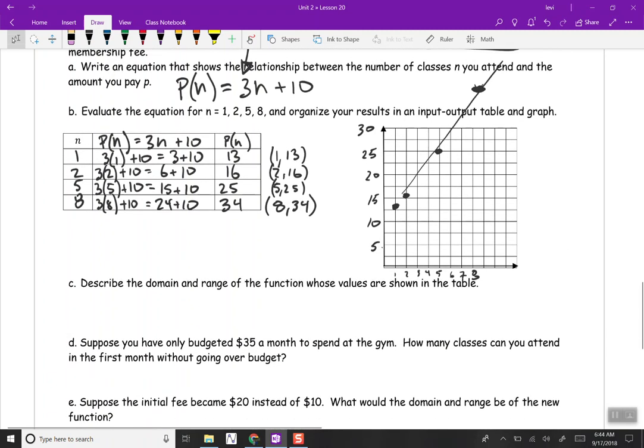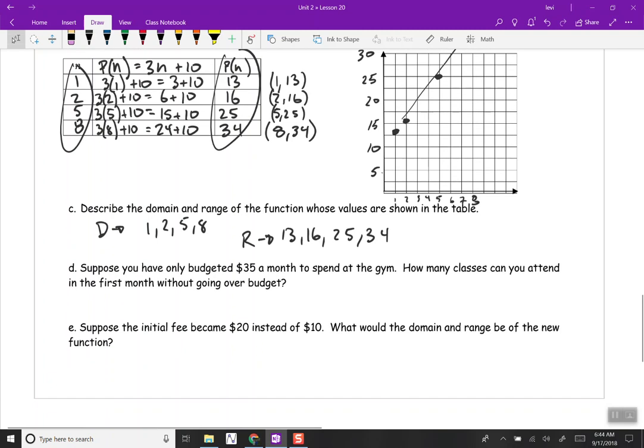The domain is all the input values. So the domain was 1, 2, 5, and 8. And the range was all the output values: 13, 16, 25, and 34.